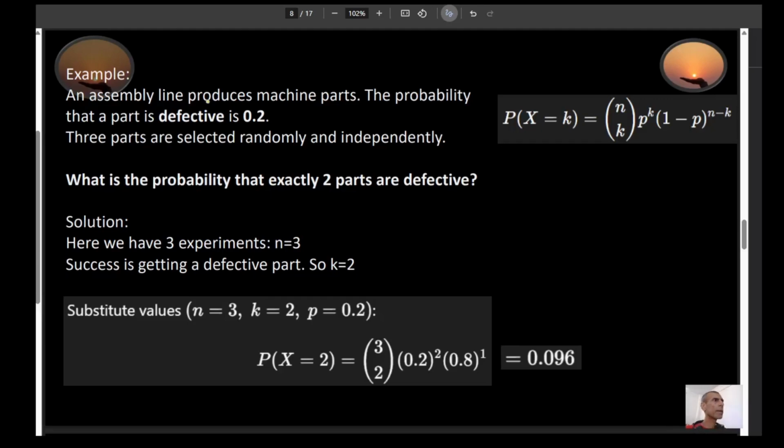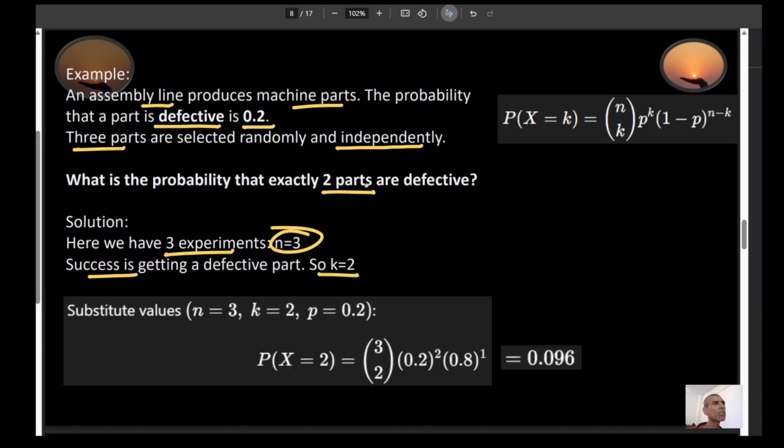Let's take a look at another example. Suppose there's an assembly line that produces machine parts. Now the probability that a part is defective is, let's say, 20%. Now, 3 parts are selected at random and they are independent of one another. So, what is the probability that exactly 2 parts are defective? Here we have 3 experiments, so your n equals 3. Now, the success is getting a defective part. So, in this case, I want to know my k.